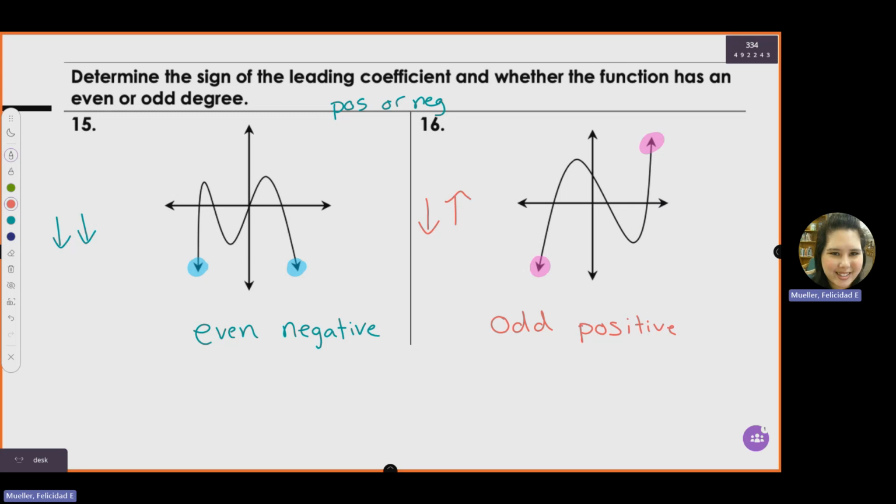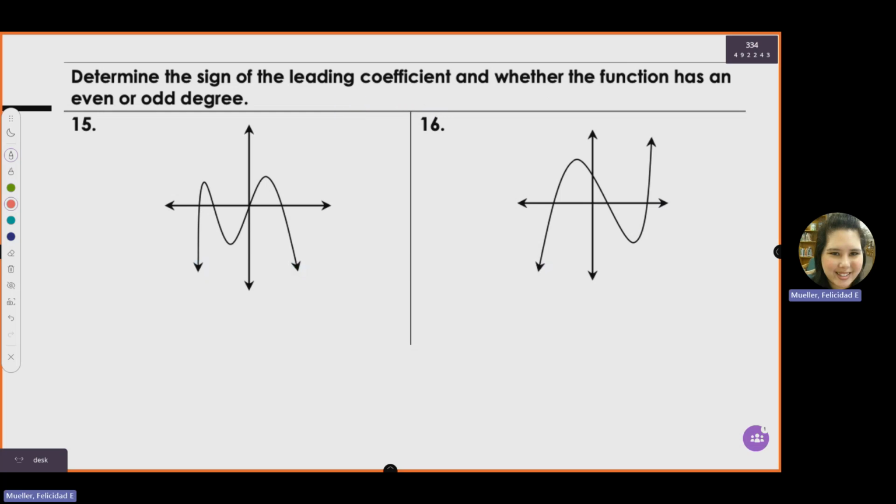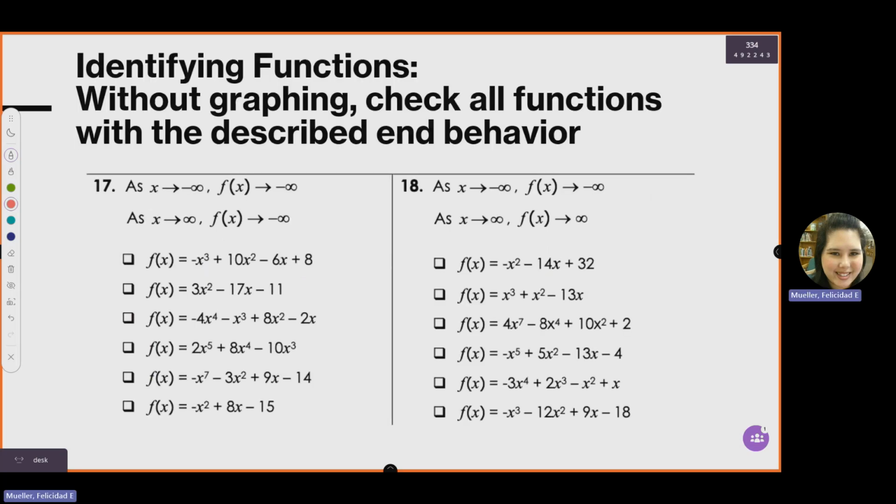So nothing too crazy, and end behavior is actually very straightforward. We're not trying to trick you or anything. But let's go ahead. Without using a calculator, if I gave you the end behavior, could you determine which functions could possibly work? So let's take a look at 17 together.